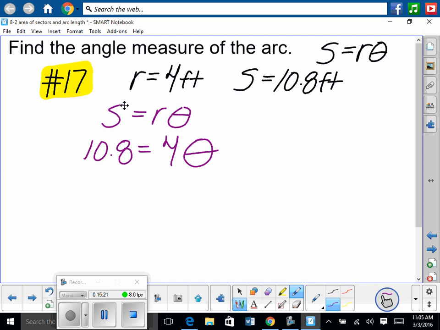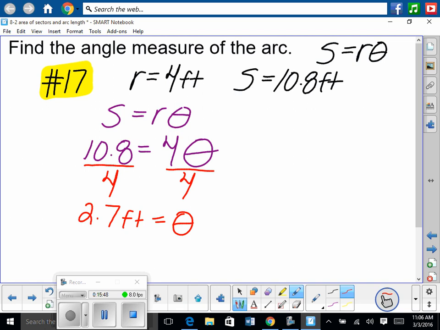So this is a way of making sure that if you know an equation and you're given some things and asked to find something different, put in what you know and then see, can I solve for theta now? So what would we do to get theta alone? Divide by 4. Divide both sides by 4. So 10.8 divided by 4 is 2.7, and it was feet, right? When we done the feet. So 2.7 feet is equal to theta.